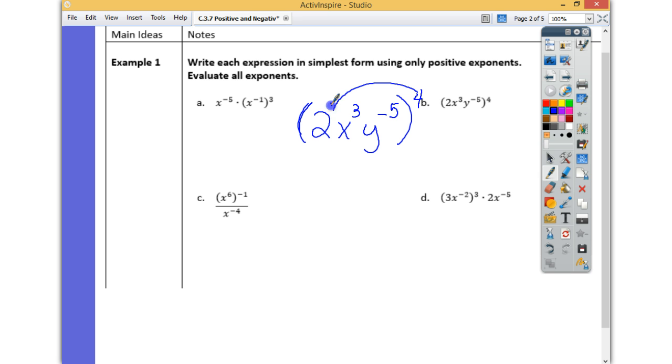Don't forget that the 2 also is a factor. So it has an exponent of 1. 1 times 4 is what? So it's 2 to the 4th power, x to the, what is 3 times 4? 12th power, and y to the, what's a negative 5 times 4? Negative 20. Good.